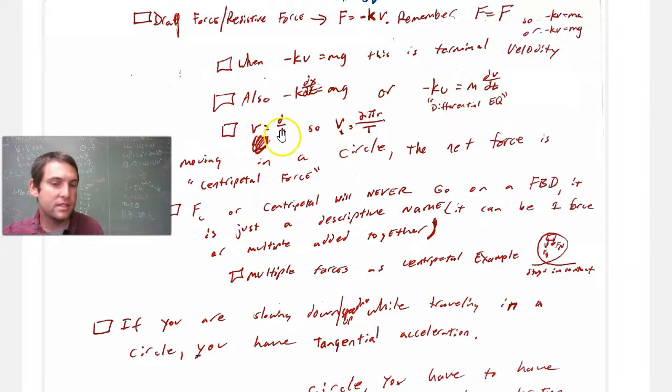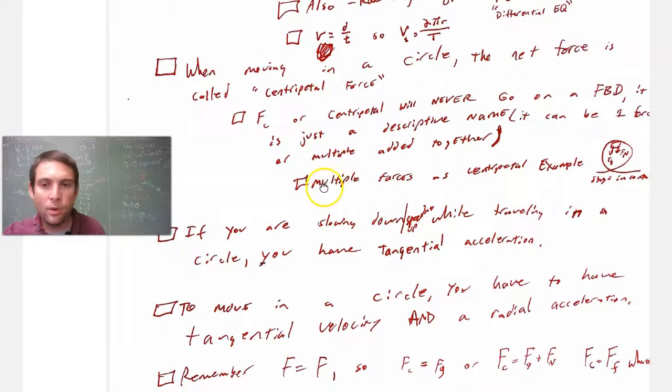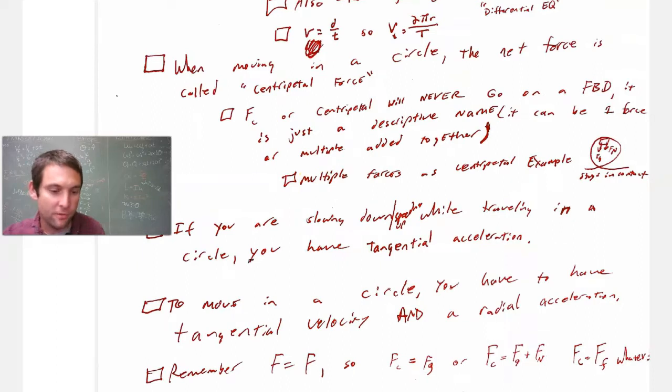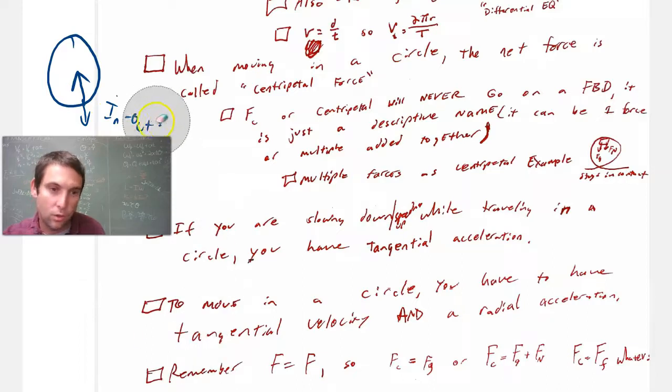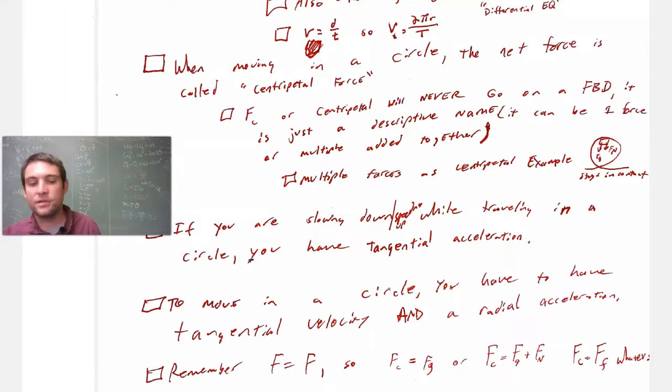V equals distance over time. So if we're moving in a circle, then the distance you travel around a circle is the circumference of the circle, 2 pi r, divided by capital T. Capital T is the period, which is the time that it would take for an object to make one complete cycle around a circle. When moving in a circle, the net force is called your centripetal force. You may have multiple forces acting on you, one going in, one going out. You're going to add your in minus your out, and that's going to be your centripetal force, or the stuff that makes it go into the center of the circle minus the stuff taking it out of the center of the circle.